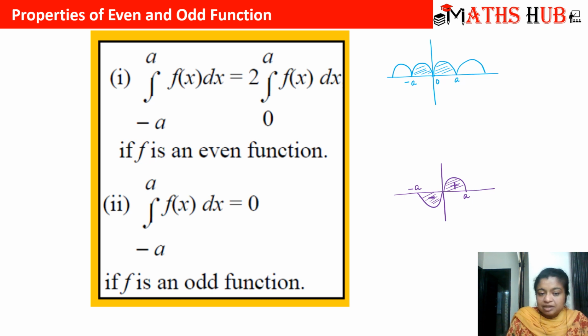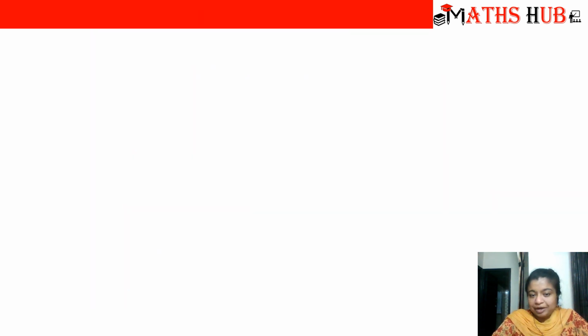So we will be using these properties when we calculate the Fourier series of even functions or odd functions, right? So I hope you understand the concepts, right?